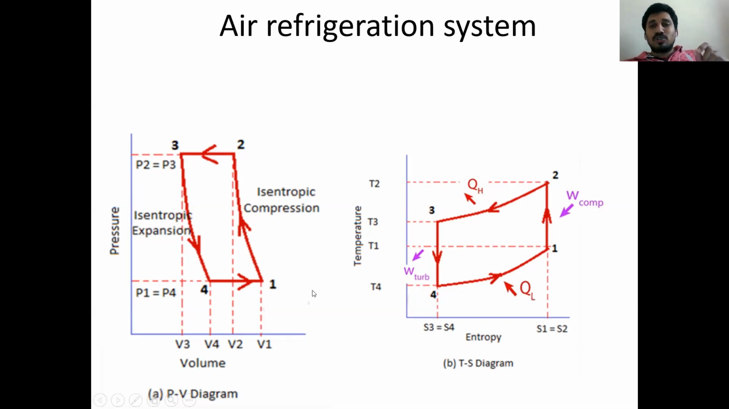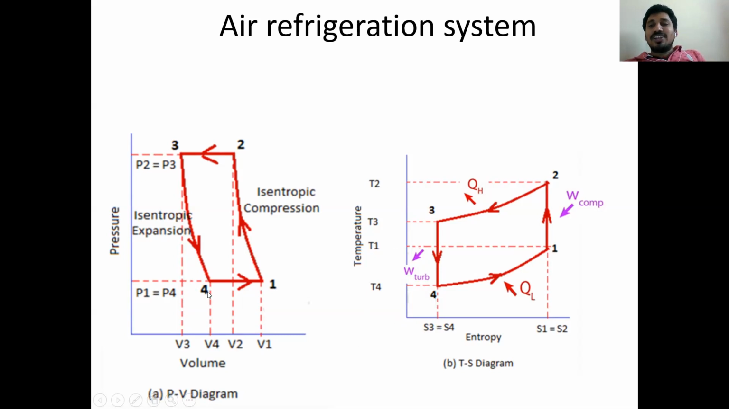Then go to process 2-3, where heat is rejected from the system to the surroundings. Here pressure remains constant. From 2 to 3 there is no change in pressure, but a temperature drop takes place because of heat rejection from the system to the surroundings. In 3 to 4, isentropic expansion, pressure and temperature drop and entropy does not change, it remains constant. If you observe 3-4, entropy S3 is equal to S4, but the pressure decreases from P3 to P4 and the temperature automatically decreases from T3 to T4.